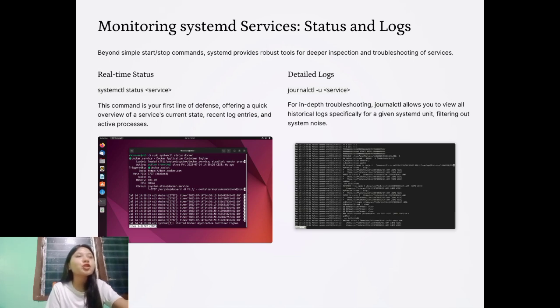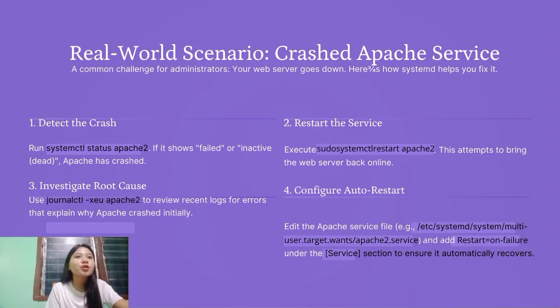For in-depth troubleshooting, journalctl allows you to view all historical logs specifically for a given systemd unit, filtering out system noise. Next is a real-world scenario with a crashed Apache service. It is a common challenge for administrators: your web server goes down. So here are four steps on how systemd helps you fix it.